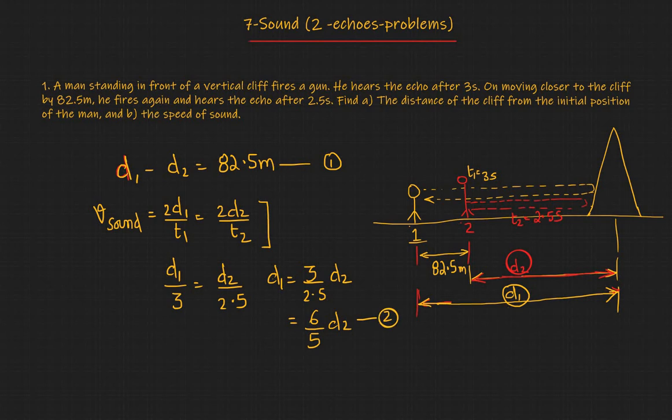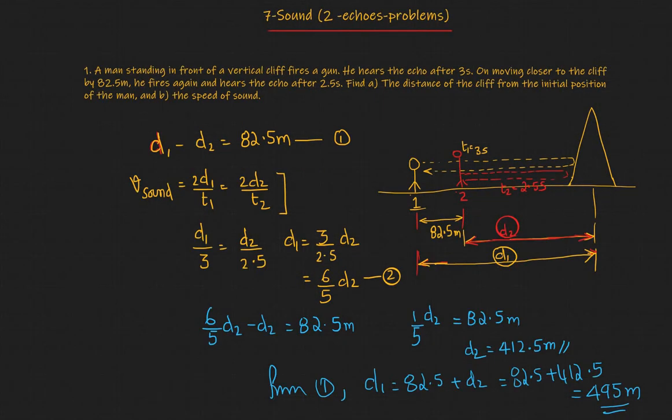I urge you to pause this video and try to solve these two equations that you have, and solve for d1 and d2. If you have got 495 meters, then you're right. That's the distance from the cliff. You can check the working. So that's your first answer.